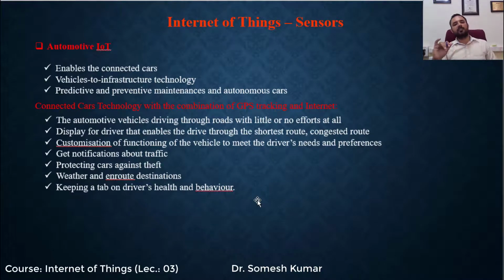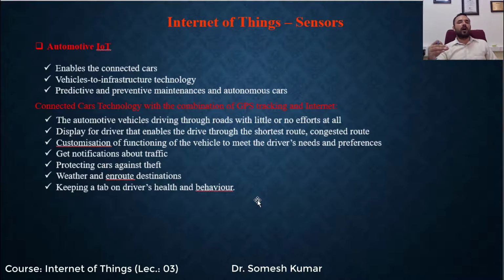Next is the automotive IoT. Basically, automotive IoT, as the name suggests, is about the automotive industry. It involves enabling connected cars, meaning how two cars are connected to each other. That comes into the automotive IoT.